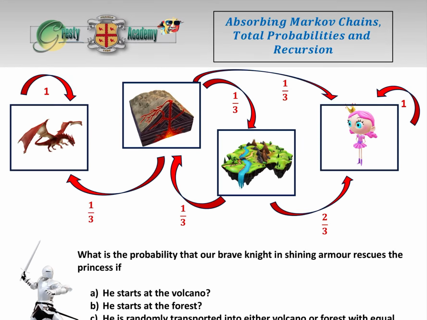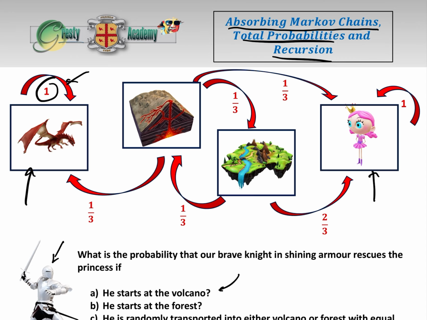So today we're going to be doing absorbing Markov chains, total probabilities and recursion. We thought we'd do it with a little bit of fun, with a bit of Dungeons and Dragons if you like. So we have this diagram here where all of the arrows and the numbers indicate the probabilities. And we have a brave knight here who obviously wants to save the princess and doesn't want to get eaten by the dragon. We have to work out the probability that he rescues the princess under various scenarios, for example, if he starts at the volcano or if he starts at the forest.